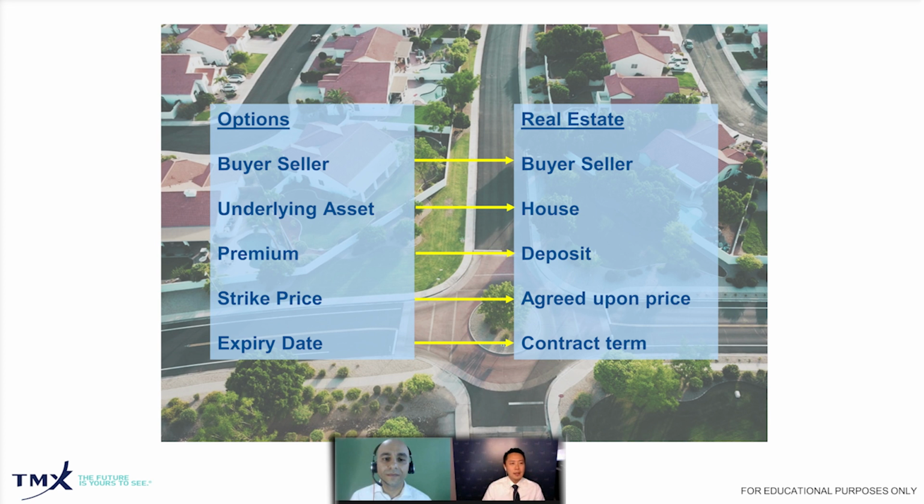Now, the other thing that I also mentioned is the premium. The premium is like a deposit. The reason I say like is because the deposit in a real estate transaction doesn't fluctuate. But in the case of an option trade, the value of this deposit, what we call the premium, can go either up or down, depending on how the price of the underlying asset, or the house, fluctuates.